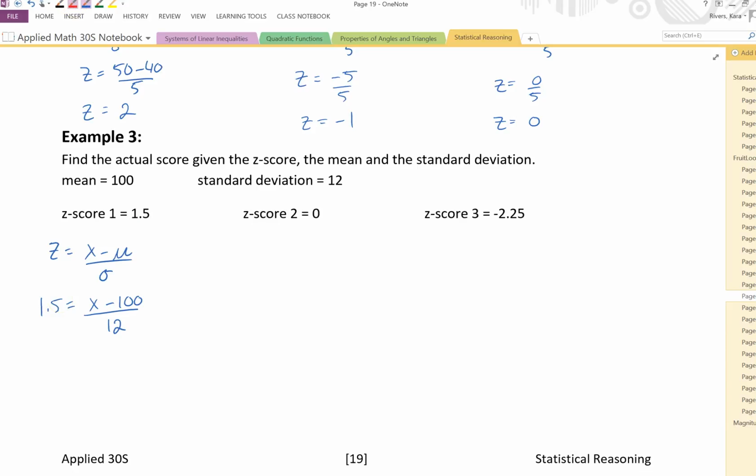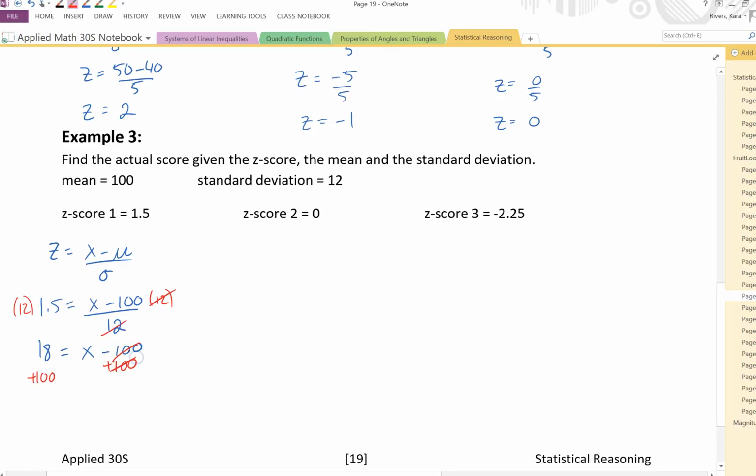Well, first get rid of the 12 by multiplying 12 by both sides. Well, that gives me 12 times 1.5, which is 18. And then that's x minus 100. Then I want to get rid of the 100, so add 100 to both sides.